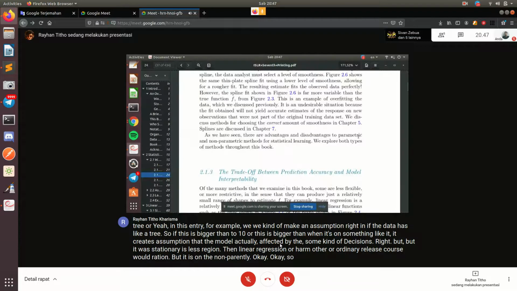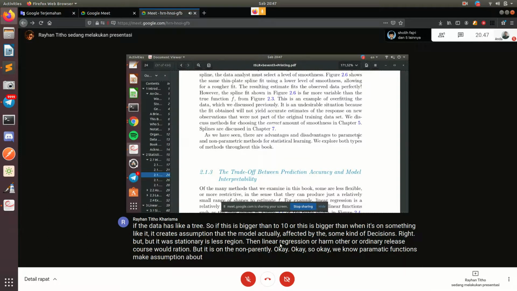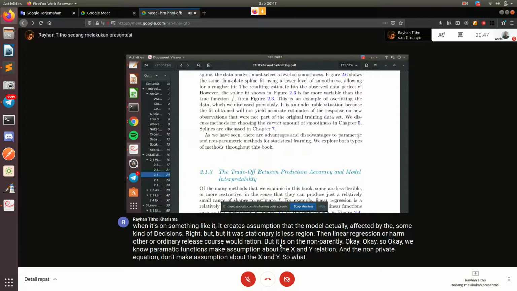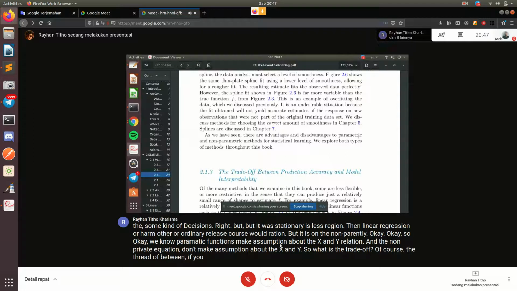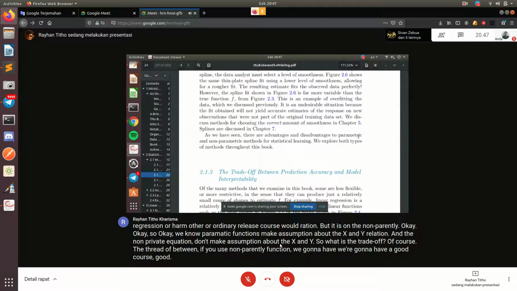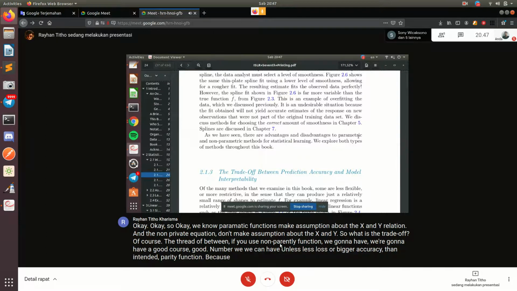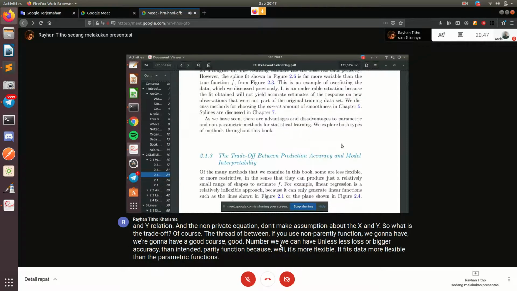Okay, so we know parametric functions make assumptions about the x and y relation, and non-parametric functions don't make assumptions about x and y. So what is the trade-off? If we use a non-parametric function, we're going to have good accuracy. We can have less loss or higher accuracy than the parametric function because it's more flexible. It fits data more flexibly than the parametric function. But what is the trade-off?